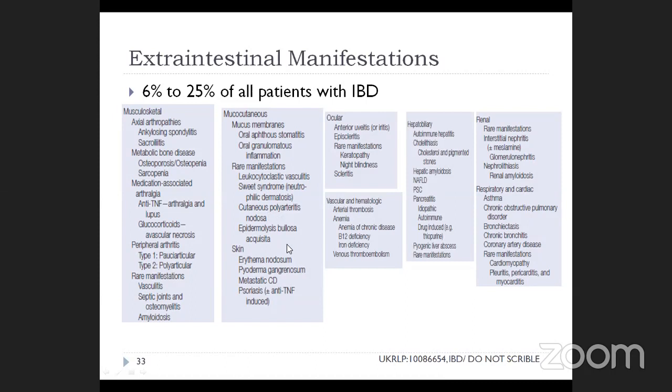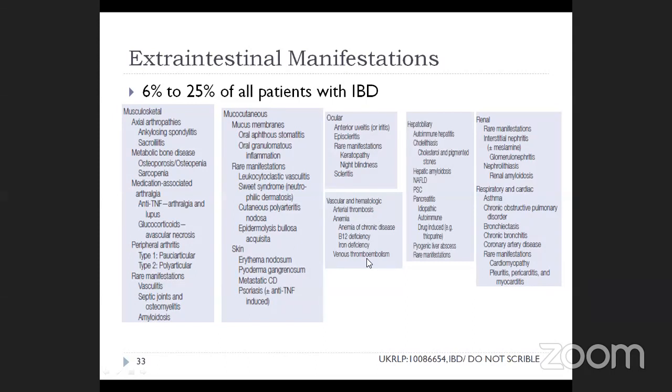These are the rare manifestations. As I said earlier, in the skin manifestation, pyoderma gangrenosum is more commonly associated with Crohn's disease, and erythema nodosum. We'll see this in the next few slides. Other ocular manifestations are anterior uveitis, episcleritis, and scleritis, and the vascular malformations.